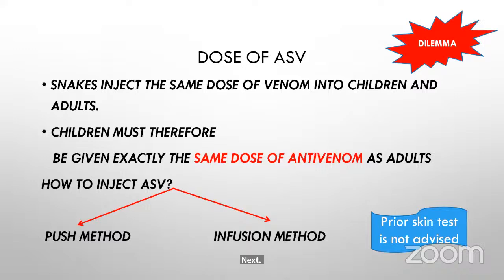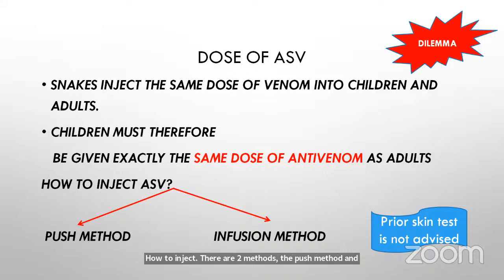The dose of ASV: snakes inject the same dose of venom in children and in adults, and therefore the dose of ASV is constant. Children must therefore be given exactly the same dose of antivenom as adults. How to inject? There are two methods, the push method and the infusion method. You can either push directly or infuse directly.